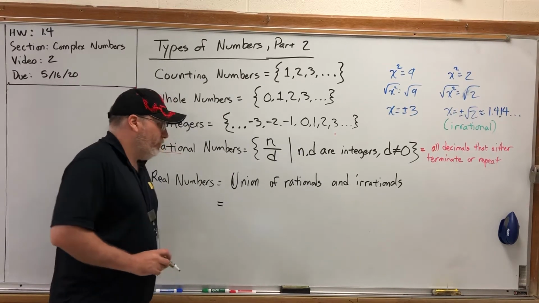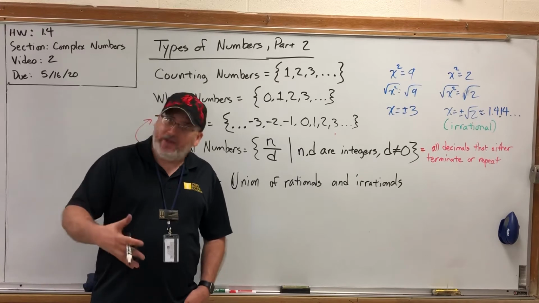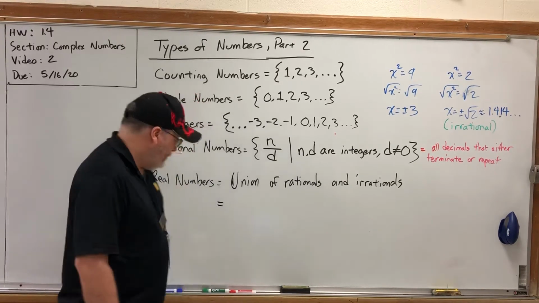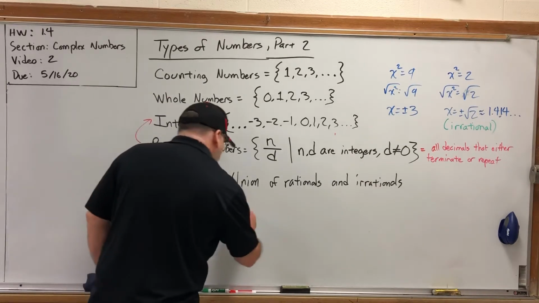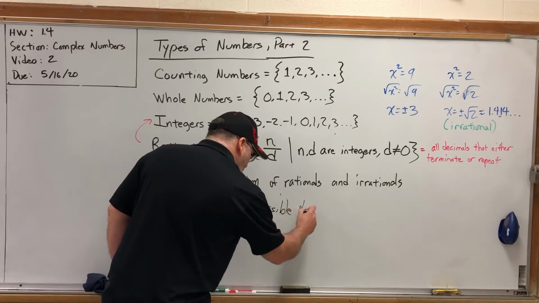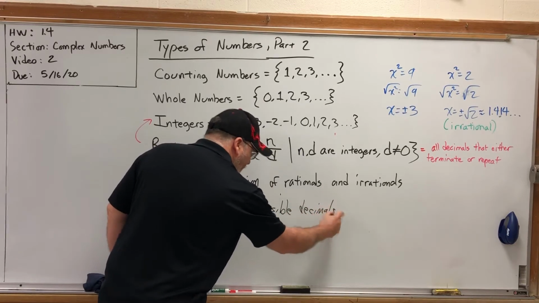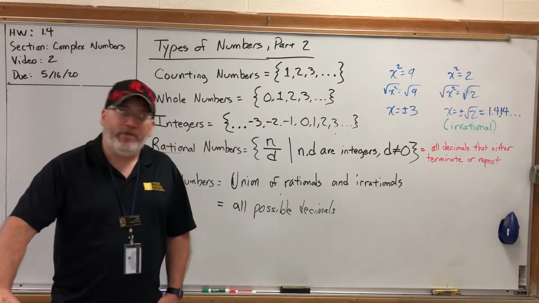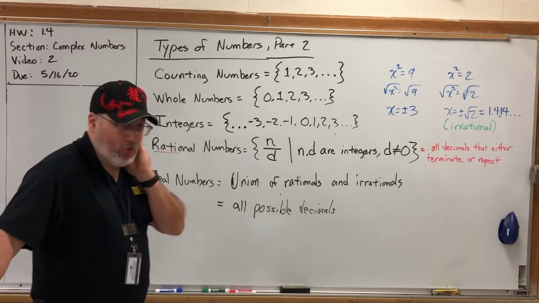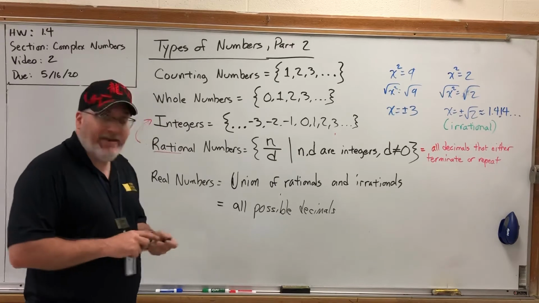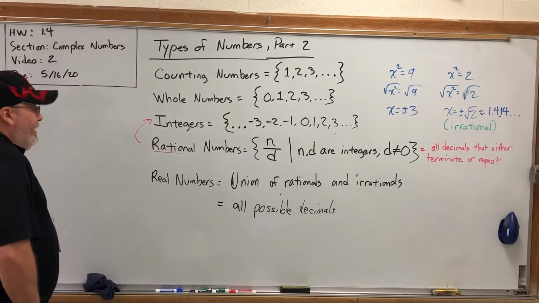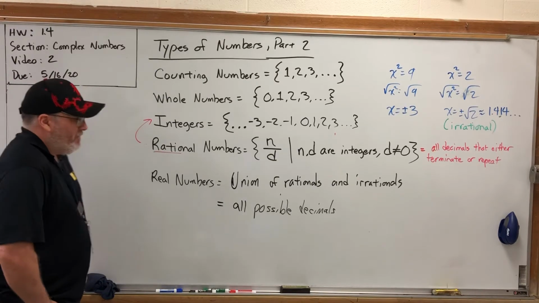But there's another way to think of the real numbers. Well, the rationals are all decimals that either end or repeat. The irrationals are decimals that neither end nor repeat. So together, the real numbers are just all possible decimals, regardless of whether they terminate or whether they repeat. Now, the strict definition of real numbers is beyond the scope of this course. You would have to take a class called Real Analysis, but trust me, we're not going to go anywhere near that.